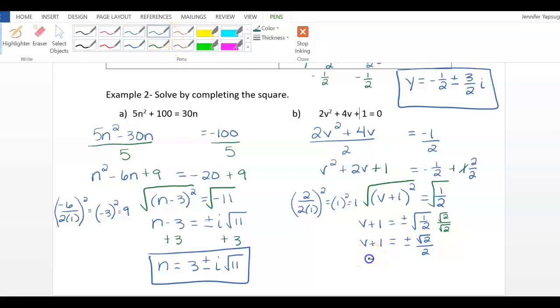And then we subtract 1 from both sides. So we're finally left with v equals negative 1 plus or minus square root of 2 over 2. And that would be your final answer.